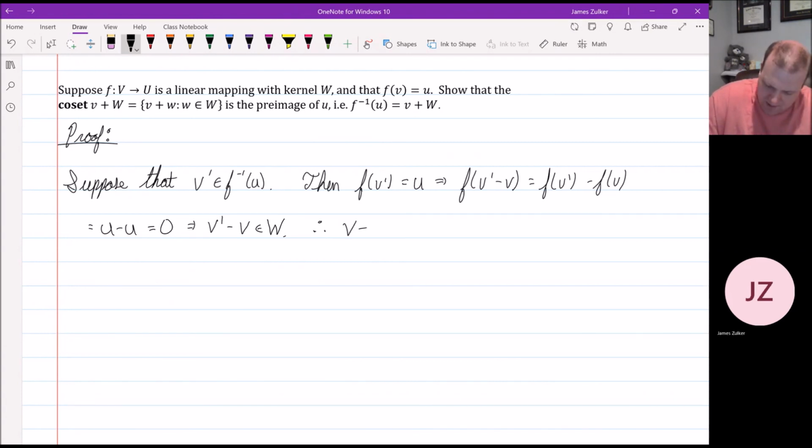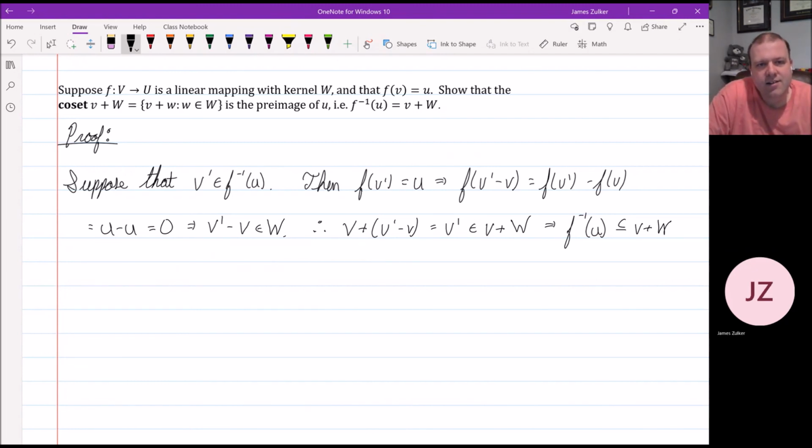Therefore, V plus (V prime minus V), which equals V prime, is in the coset V plus W. Which means that F inverse of U is a subset of V plus W. It's a subset of the coset.